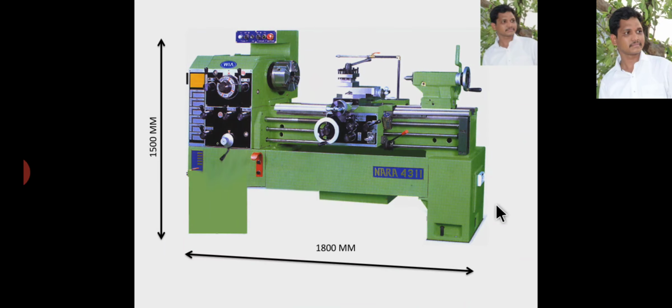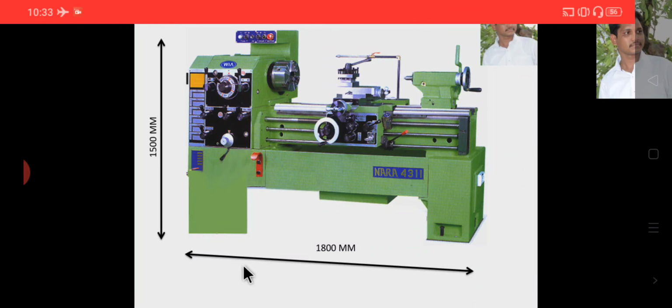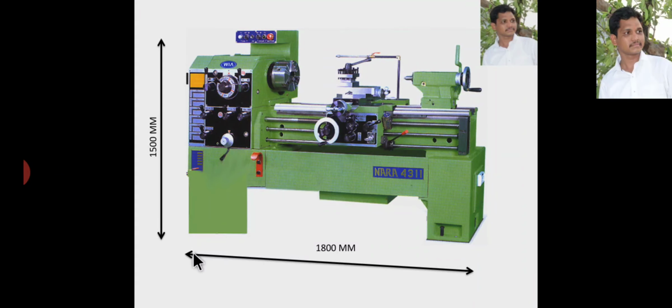It is not always possible or convenient to draw drawings of an object to its actual size. Drawings of very big objects cannot be prepared in full size. Here the maximum length of this component is 1800 mm, so it cannot be drawn on drawing sheet.